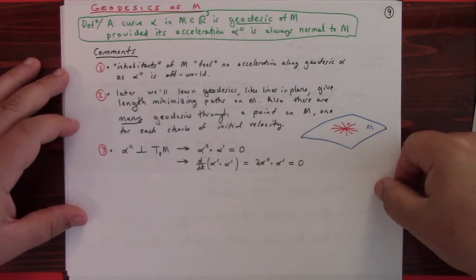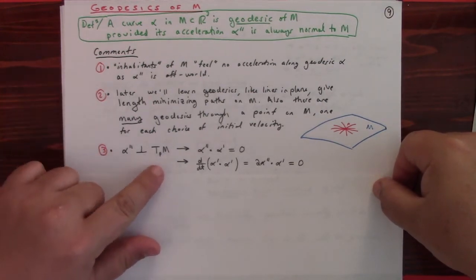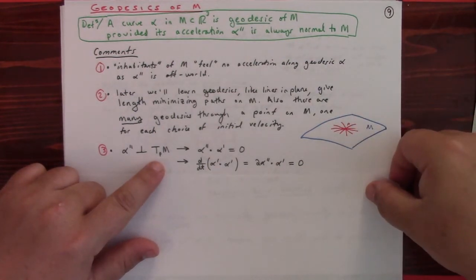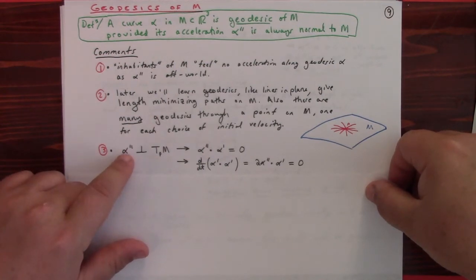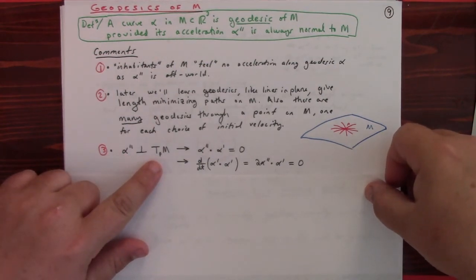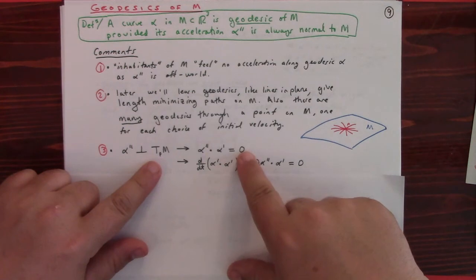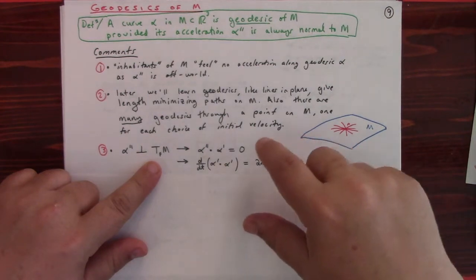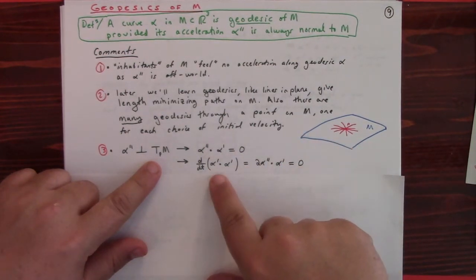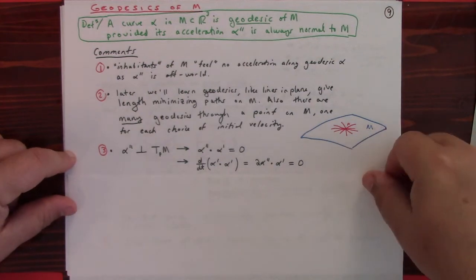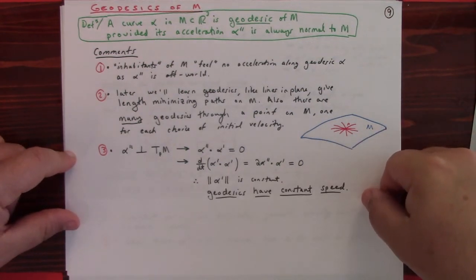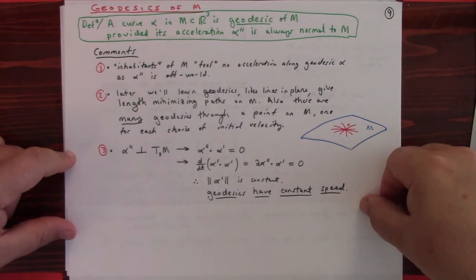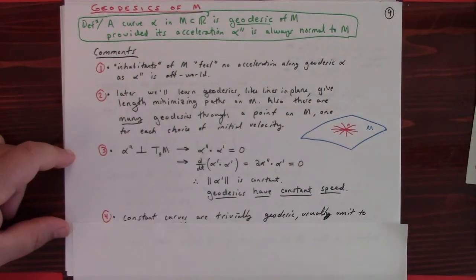And point 3, since the acceleration is perpendicular to the tangent space, right? That's what we meant by normal to M. That means that alpha prime dot alpha double prime, which of course is in the tangent space, has to be 0. But on the other hand, we also know that the derivative of alpha prime dot alpha prime is acceleration dot velocity, right? So if this is 0, that has to be 0, which is to say that alpha prime dot alpha prime is constant, which is to say that the length of alpha prime is constant. In other words, a geodesic has to have constant speed.